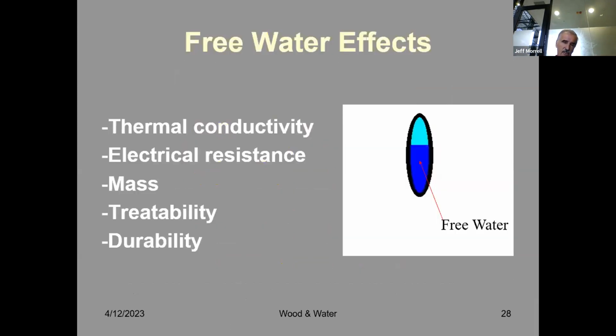So the free water effects, as I said, once you get water in the wood, thermal conductivity changes, it becomes more conductive. Electrical resistance changes, the mass obviously changes because it's wetter. When we talk about treating wood, high moisture contents will limit the amount of preservative we can get in the wood, so that makes it less treatable. But the one we're going to talk about mostly today is durability: the susceptibility of the wood to fungal and insect attack increases as the wood is wetted. So those are important things to avoid if you can. If not, then you have to change the wood resource itself.